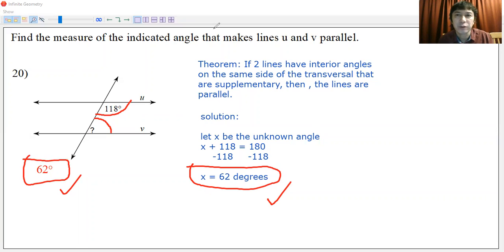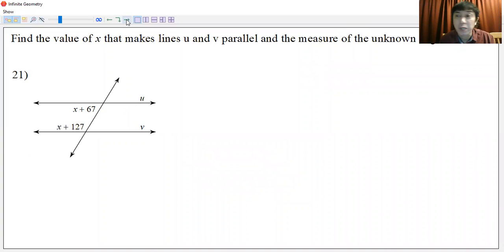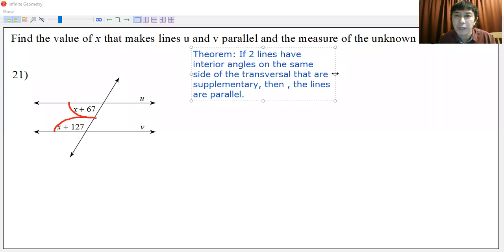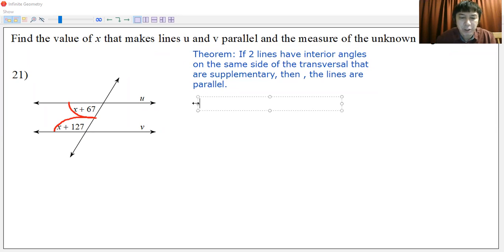All right, so let's continue with the 21. Let me clear the screen. Number 21 is here. The same configuration: two interior angles on the same side of the transversal. You can see one angle there and another over there. And so we can still apply the same theorem: if two lines have interior angles on the same side of the transversal that are supplementary, then the lines are parallel. How about our working equation? Let us start with our solution.